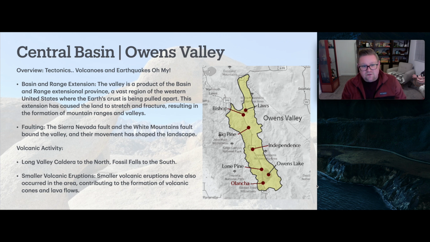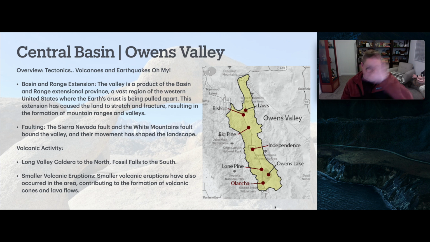Faulting. The Sierra Nevada Fault and the White Mountain Faults bound the valley, and their movement has shaped the landscape. In fact, the Lone Pine fault, which runs through Lone Pine, was the culprit for their large earthquake, and I'll talk about that later. So we know that for volcanics, the Long Valley is north of us, so it's north of this area. This is where it is up here. But we also now have Fossil Falls and the Coso Range down to the south.